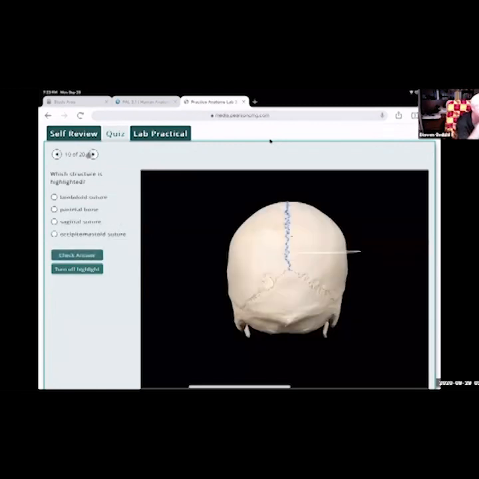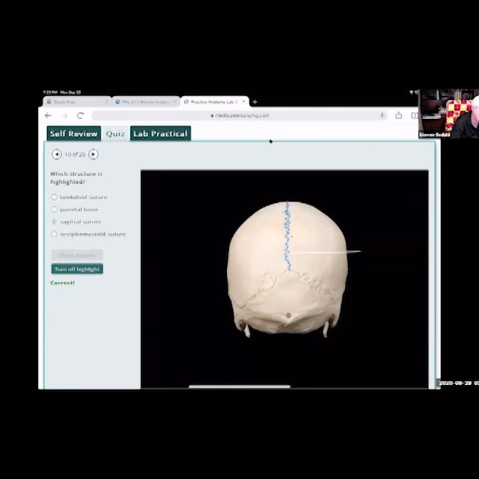All right, what suture is this? It runs right down the middle between the two parietal bones. Sagittal suture. Okay. What suture is this? Lambdoid. The lambdoid suture runs between the parietal bones and the occipital bone.